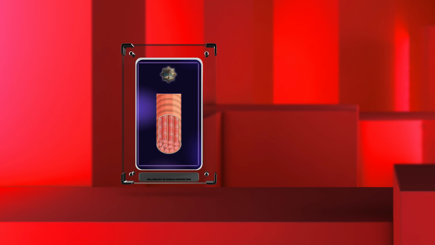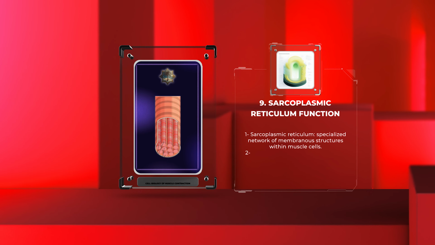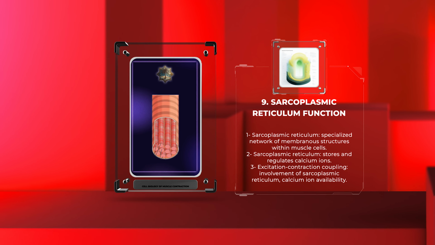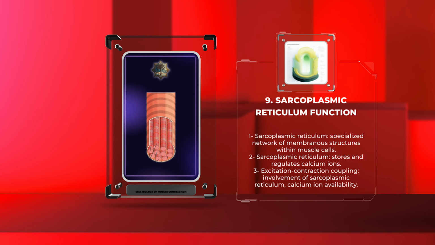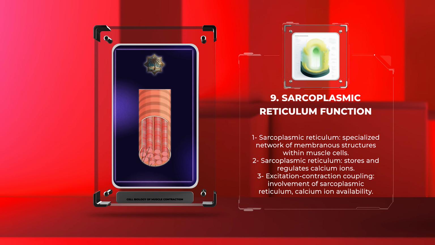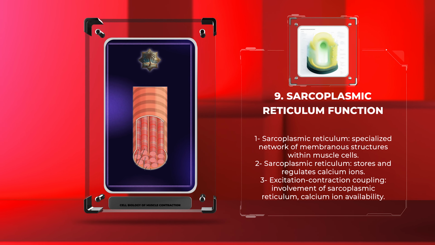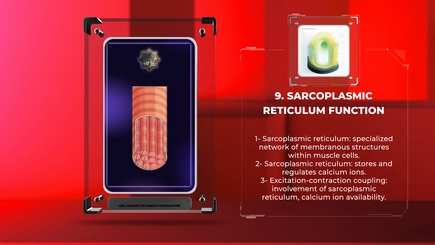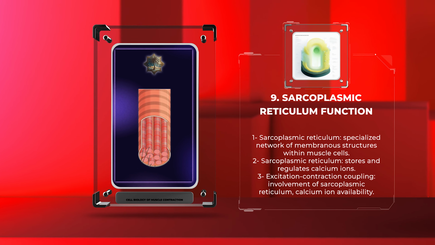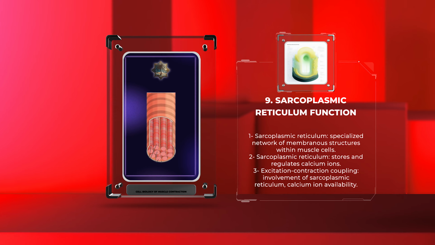The sarcoplasmic reticulum is a specialized network of membranous structures within muscle cells that stores and regulates calcium ions. It plays a crucial role in ensuring the availability of calcium ions for muscle contraction. The sarcoplasmic reticulum takes part in excitation-contraction coupling and actively pumps calcium back into its stores during relaxation.